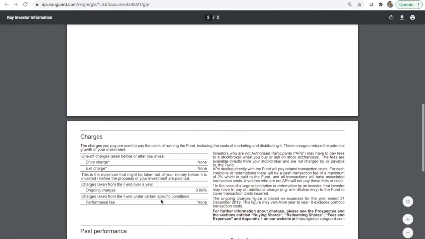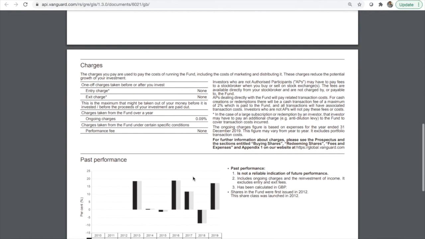Now, the next important part are the charges. So here you get a breakdown of all the charges associated with this specific fund. For this fund, which is the FTSE 100, there is no entry or exit charge. The ongoing charge to keep the fund going, as long as you have your money invested, is 0.09%, and performance fee, there is none. So for this particular fund, the charges are only 0.09%, so it's a fairly low-cost fund.